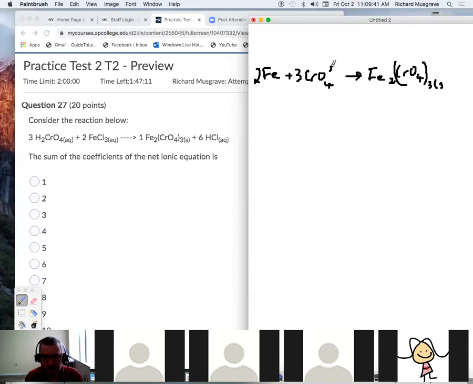We put the charges on there as well. It'd be 2 minus and 3 plus. And the answer would be 2 plus 3 plus 1, which is 6. So really, that's how easy the net is, because you're only interested in what's forming the solid. Look at the solid and look what forms that. So we need 2 irons, 3 chromates, and away we go.